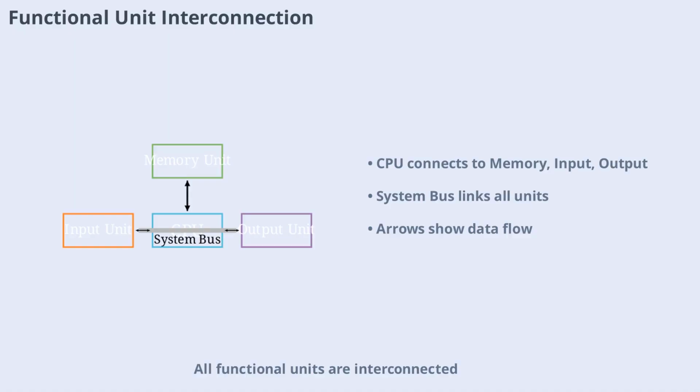All functional units are interconnected, forming a complex network that enables efficient data processing. The design and organization of these connections are critical for system performance, reliability, and scalability. Modern computers use sophisticated architectures to optimize these interconnections.